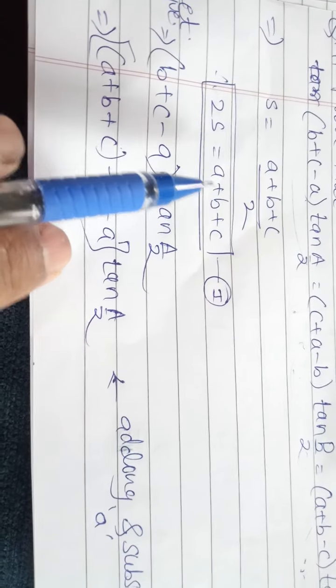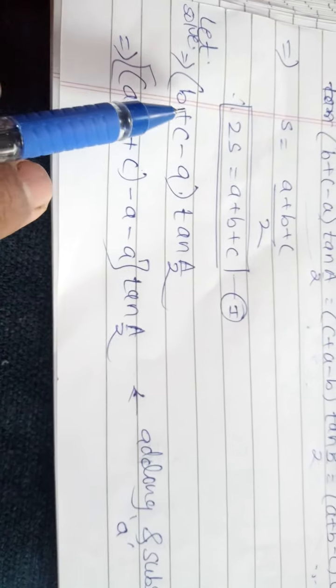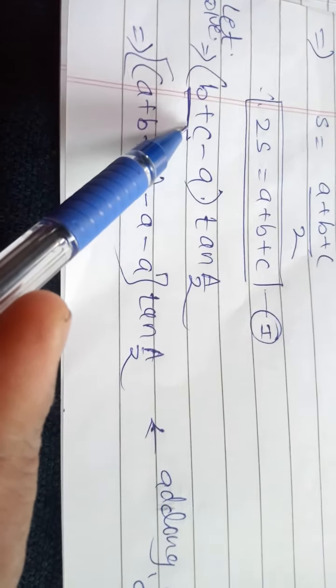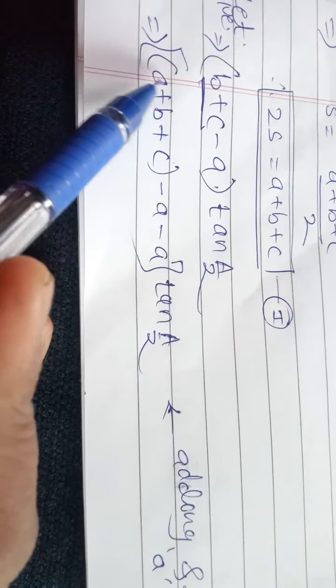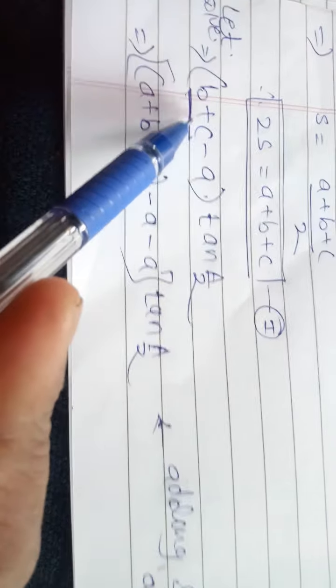a b plus c minus a into tan a by 2. Now see, you know that the value of a plus b plus c is 2s. Now I'm going to underline these first two terms, b plus c. Which term is missing when we compare this with this one? This term does not have a, so we are going to add a here for this b c. So a plus b plus c.